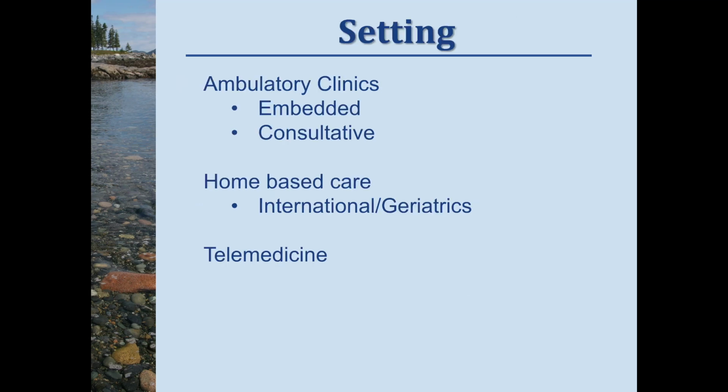So early on, again, ambulatory clinics were embedded or consultative. We are seeing some, especially on the international stage, some home-based care. A lot of neuropalliative care in Europe is actually carried out through the geriatrics population. They've just traditionally been the ones treating patients with Parkinson's or some of these other neurologic illnesses of older age. So they'll do a lot of this home-based care or in facilities.